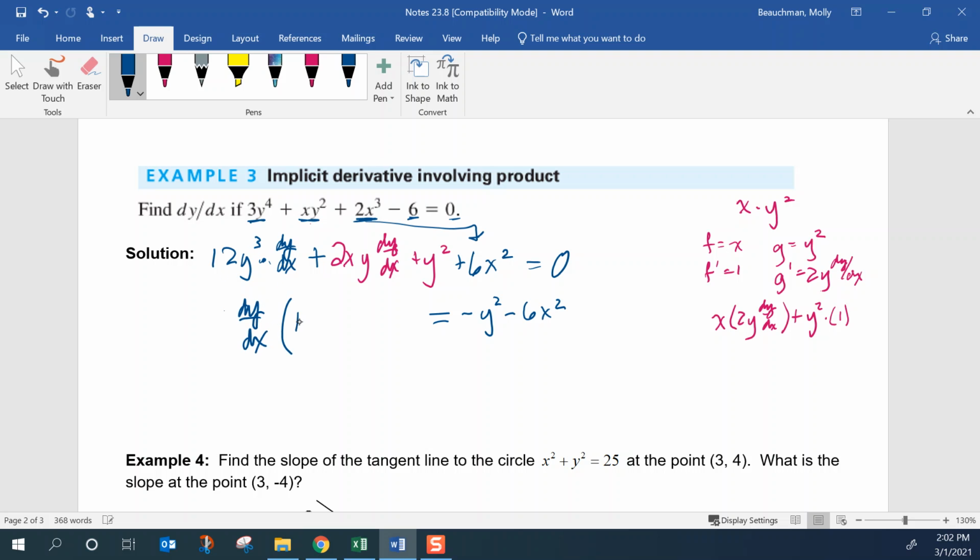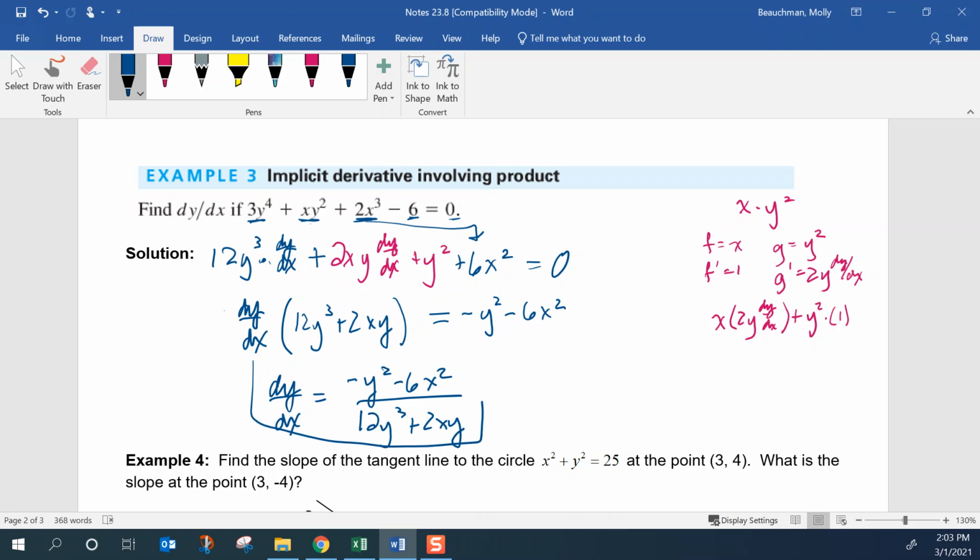Factor dy/dx out of the two remaining terms. We're left with 12y to the third plus 2xy. Then divide both sides by 12y cubed plus 2xy, and we end up with negative y squared minus 6x squared divided by 12y to the third plus 2xy. And that's our derivative. So again, it's in terms of x's and y's.